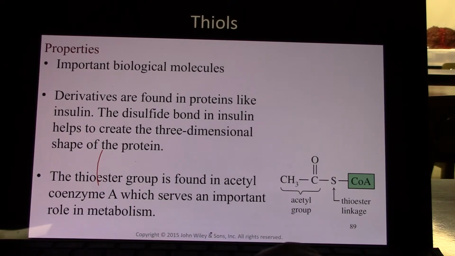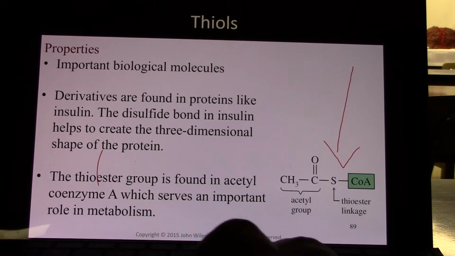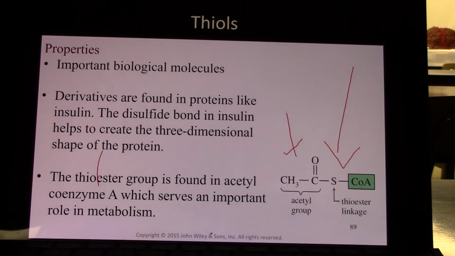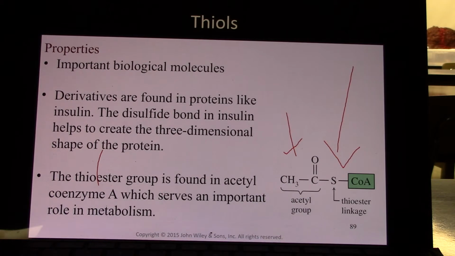And a thioester group is found in acetyl-CoA, which is an extremely important molecule if you study biology. Fats are synthesized out of acetyl-CoA. Glucose is broken down to pyruvate in glycolysis, and then it's oxidized to acetyl-CoA, and then acetyl-CoA enters the citric acid cycle. And so this molecule comes up a lot in biochemistry. So that thioacetate, or that thioester, is extremely important.